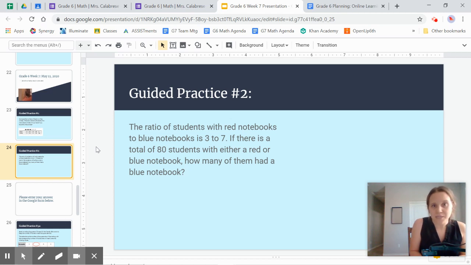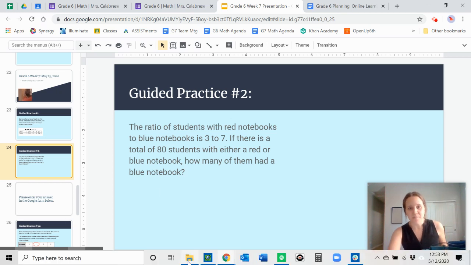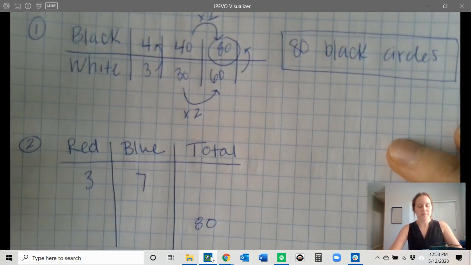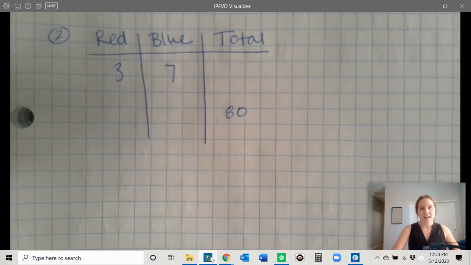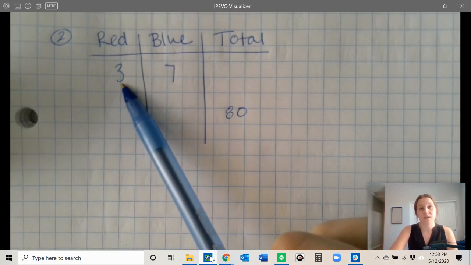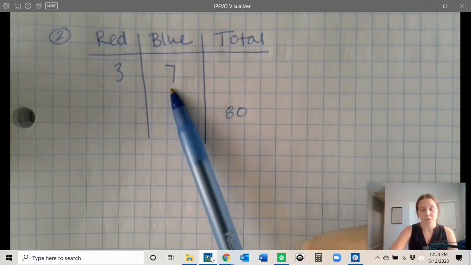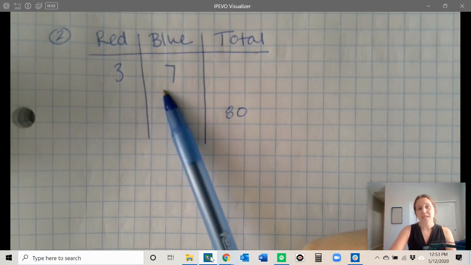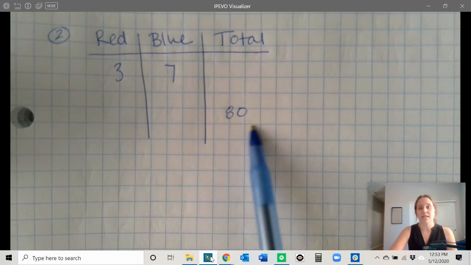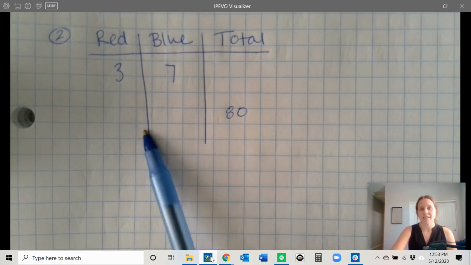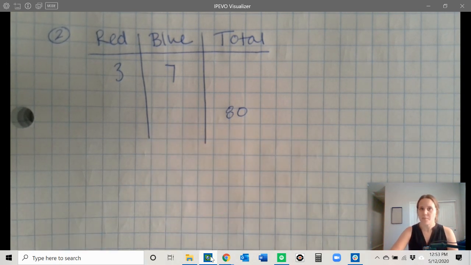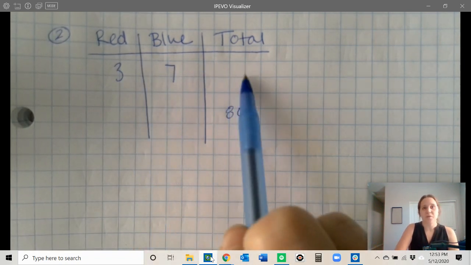My ratio table has 3 columns for part 1, part 2, and the total. All right, let's come back together and just check our table setup. Here's what mine looks like. I was told that the ratio of students with red notebooks to students with blue notebooks was 3 to 7. I was also told that there were 80 total students, and I want to know the parts. I think it said blue, but I'll have to go back and double check the question. So I have red, blue, and total.